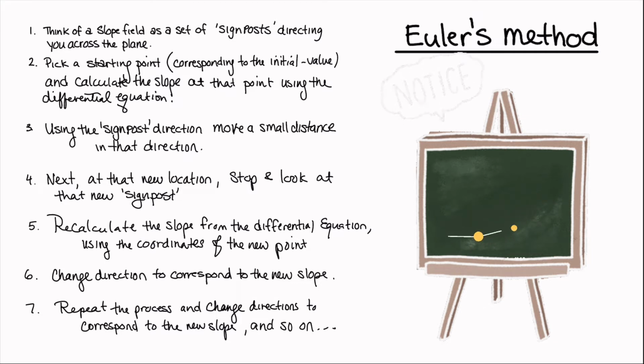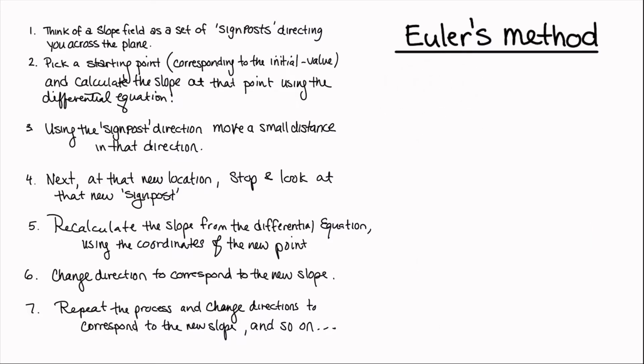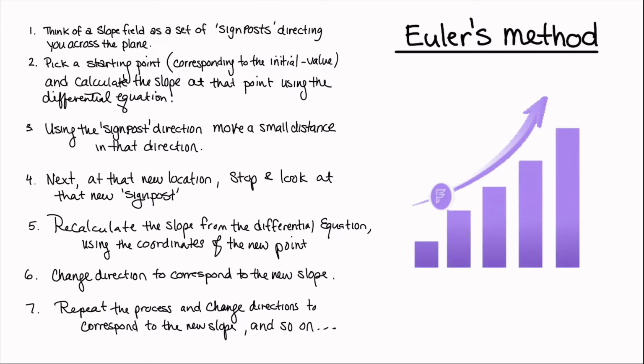Euler's method will start off with a particular starting initial condition, and we'll call that point P0. And from that, we'll then move on to a point P1. And from P1, we'll move on to a point P2, and so on and so forth. And as we do, we can sketch the graph accordingly.